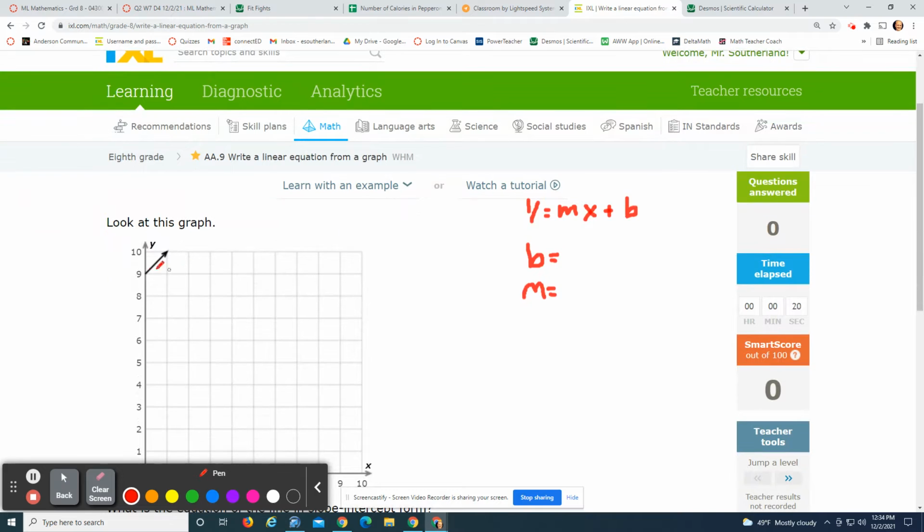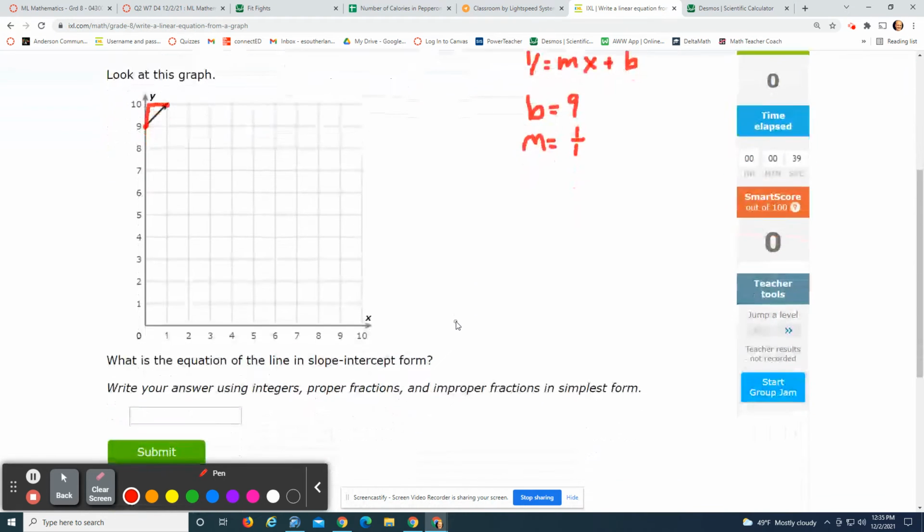Here is the b. It's called the y-intercept. It's where it crosses the y-axis. We can see that this is at 9. And then we have to figure out the slope the same way we did before. It crosses there, and we can see it rises 1 and runs 1. So this is 1 over 1. The equation that we're going to type in would be y equals 1 over 1x plus 9.